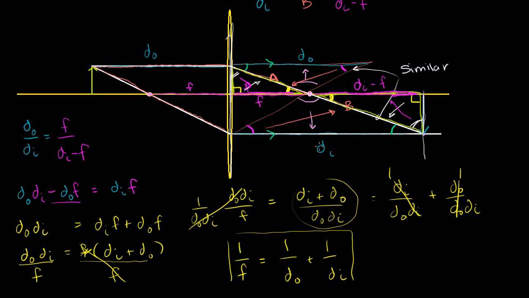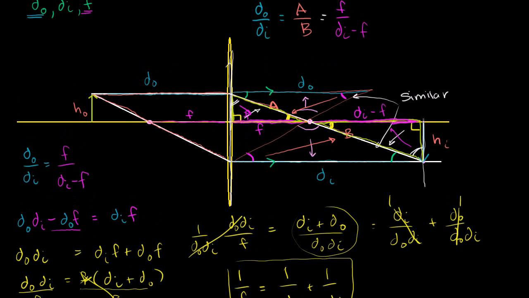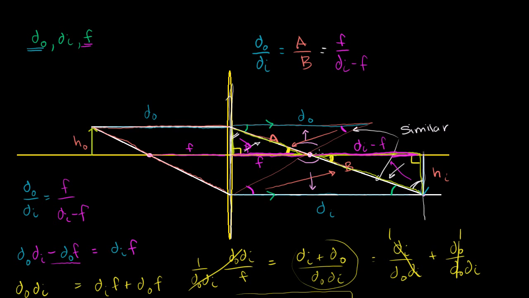another relationship that might come in useful, and that's the relationship between the size of the object, or maybe since it's an arrow here, we could call it the height of the object, and the height of the image. And we really set up everything already. We already figured out that this triangle over here is similar to this triangle down here. And we figured out in the last video that this triangle over here is similar to this triangle over here.